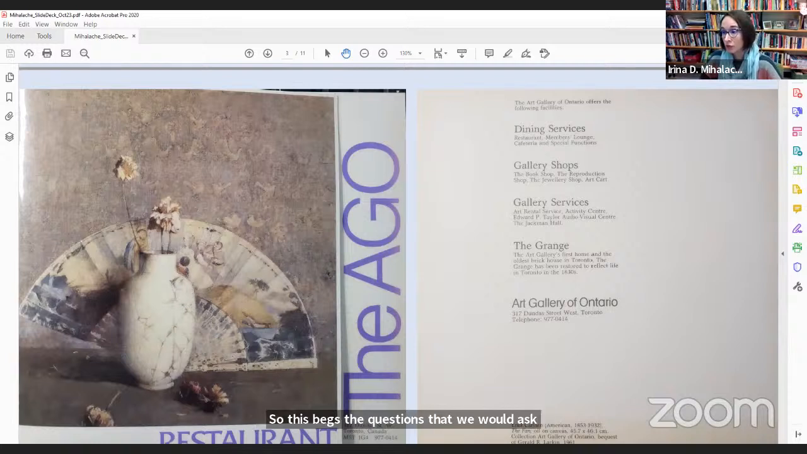Who is this museum for? Who is the museum restaurant for? Who visits the museum? Who dines in the museum restaurant? Who doesn't recognize the museum restaurant as a space where they feel welcome or they identify with?